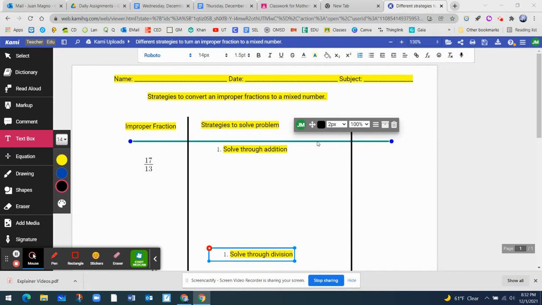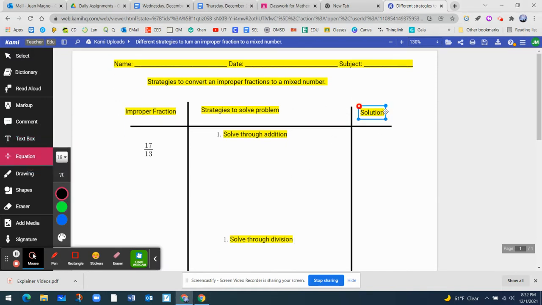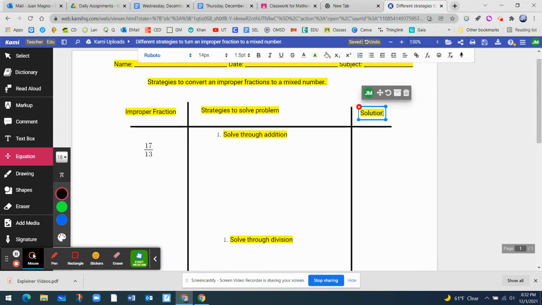And in this video, you will learn two strategies to convert an improper fraction into a mixed number. And you know that mixed number, we're gonna change this right here. The solution is gonna be the mixed number, so I'm gonna write mixed number. All right, let's get to it.